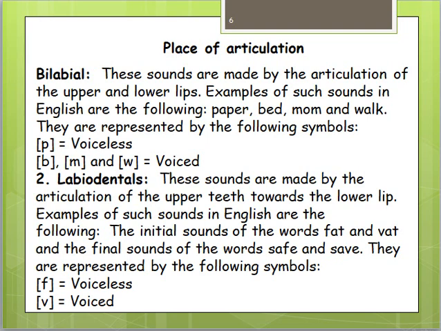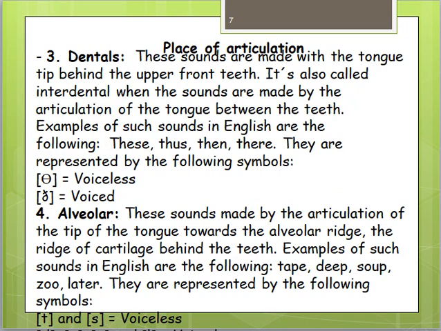Then the second one is labiodentals. Labiodentals, which means two organs are shared when producing the sounds, the lips and the teeth. The lips and the teeth. These, such as th and ve, the upper teeth and the lower lip, the upper teeth and the lower lip, th and ve.